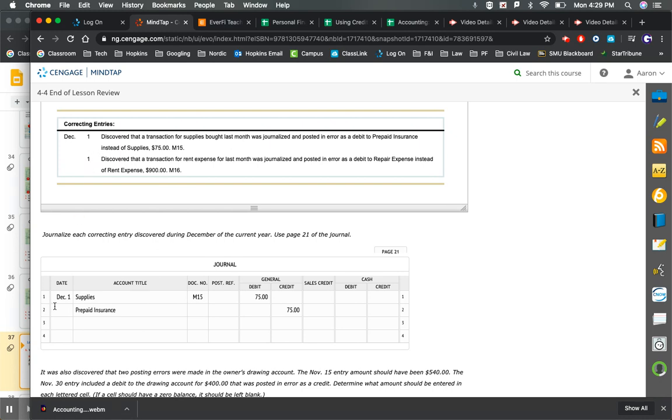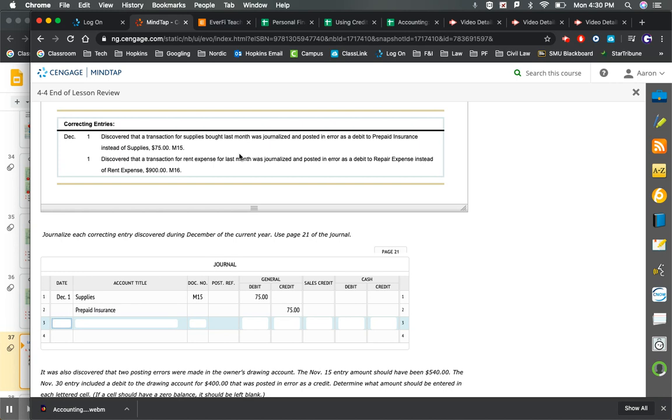On December 1st, we discovered that a transaction for rent expense was journalized and posted in error as a debit to repair expenses instead of rent expenses. So that $900 should have been put into the rent expense category, but it was in error put in as a debit to repair expenses. So we need to fix that here.